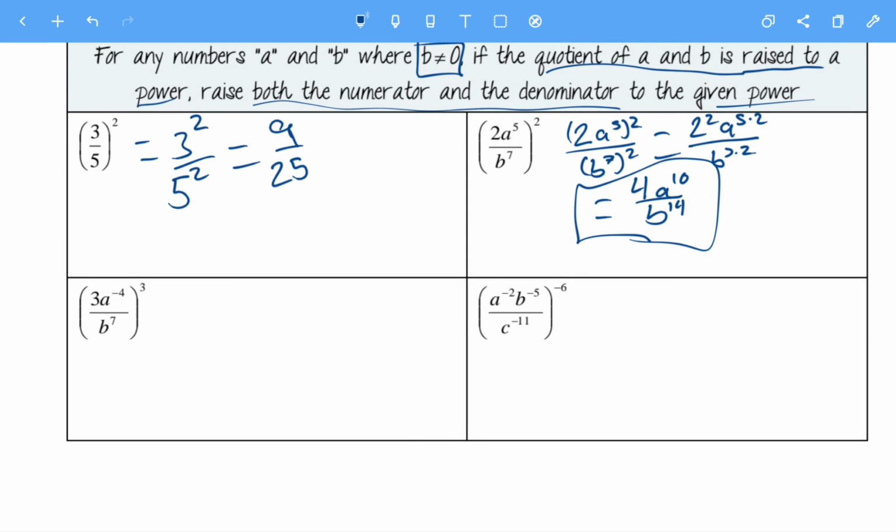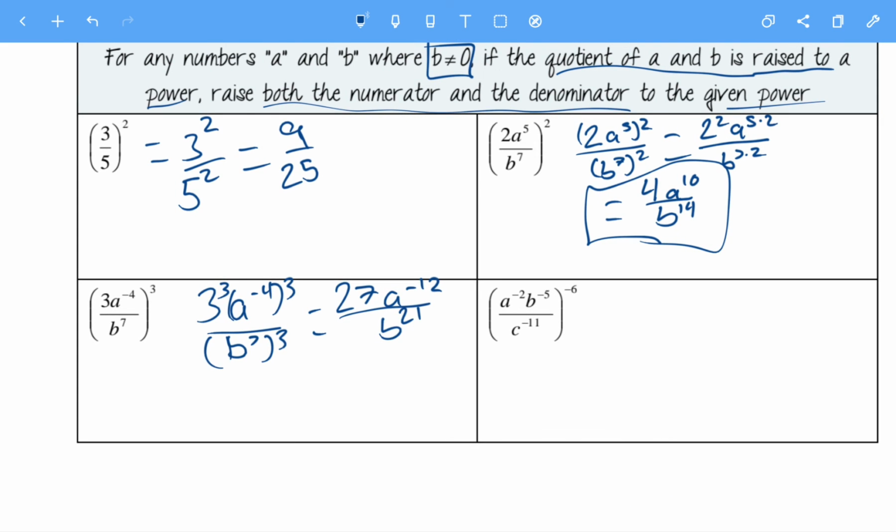Last two, we got a 3 here. Everything is going to get that 3. It becomes 27 a to the negative 12 over b to the 21st. This a term is going to come down. We get 27 over a to the 12th, b to the 21st.